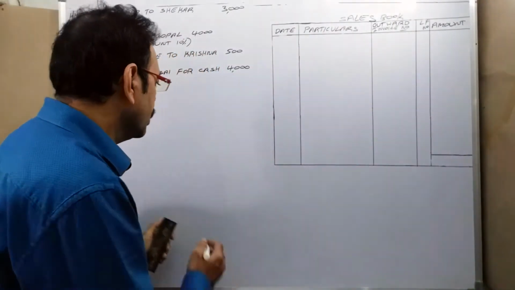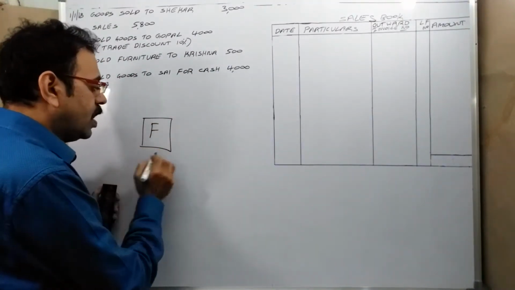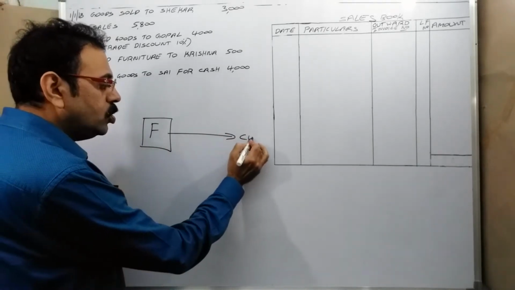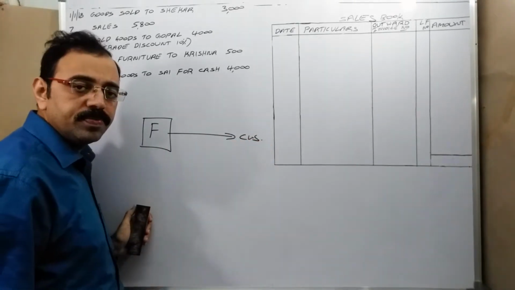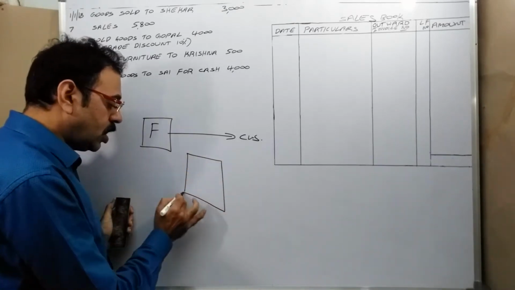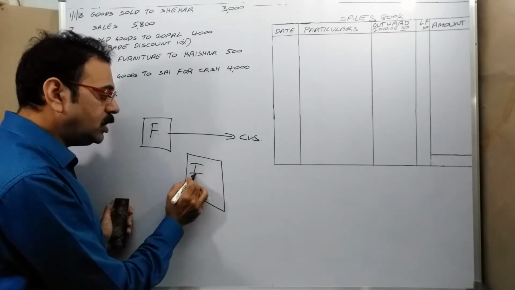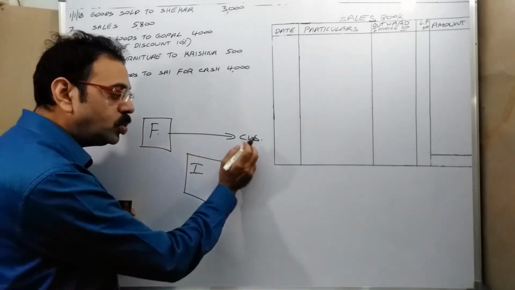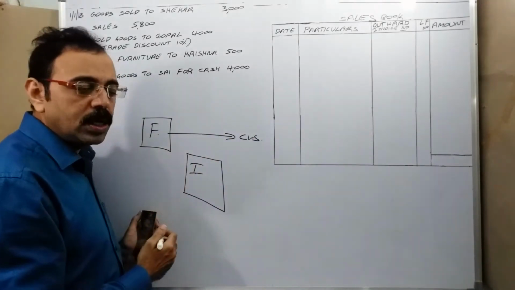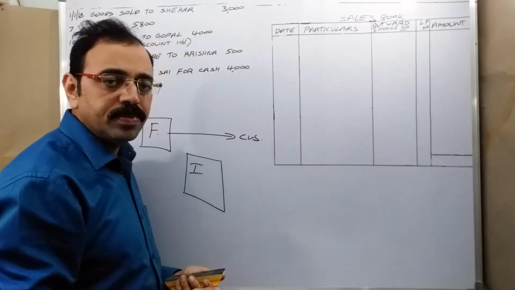Let us see. This is firm and we are selling goods to customers. Then, who prepares invoice? Always a seller prepares. Then we prepare invoice and we send that invoice to customer. So invoice is going from us. Therefore, we should write outward invoice number.